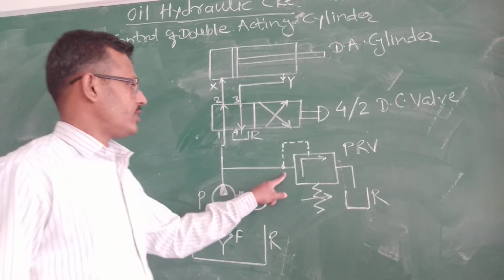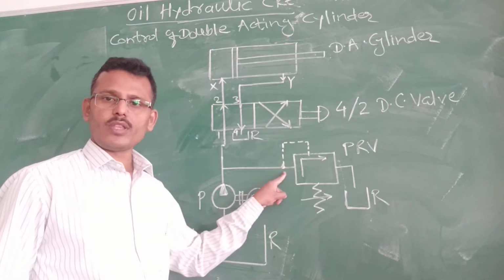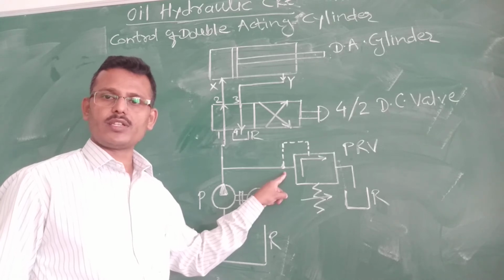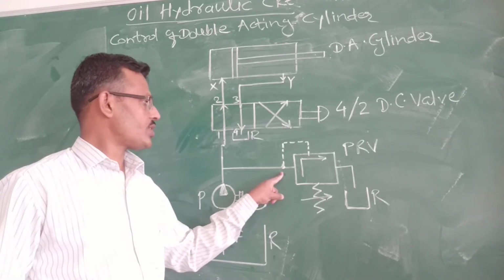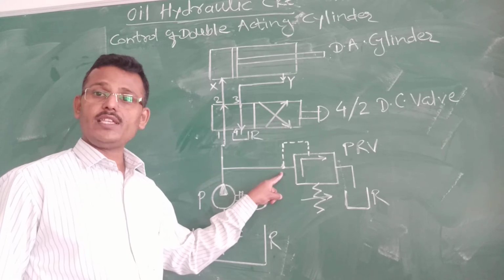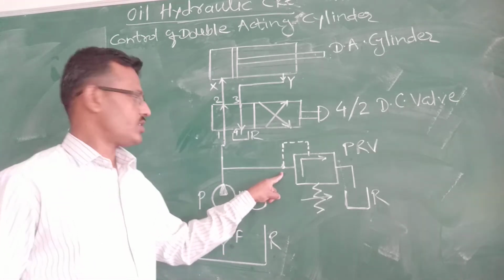Then after that, this is the pressure relief valve. It works as a safety device in this hydraulic circuit. The main function of the pressure relief valve is to release the excess pressure of the system.